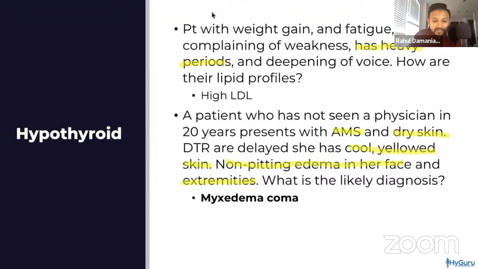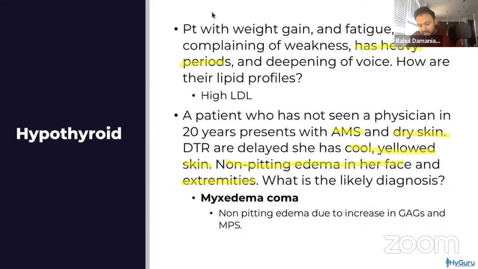And in myxedema coma, you will get a non-pitting edema due to proliferation of glycosaminoglycans and mucopolysaccharides. The USMLE really wants you to know that both the deepening of the voice as well as the non-pitting edema is going to be related to the proliferation of glycosaminoglycans and mucopolysaccharides in the extracellular matrix.